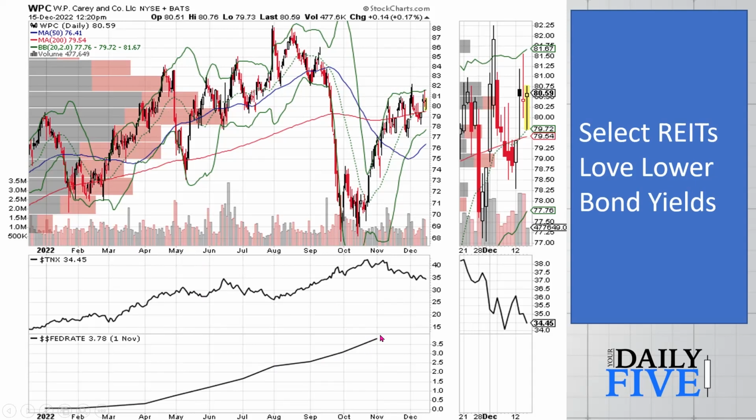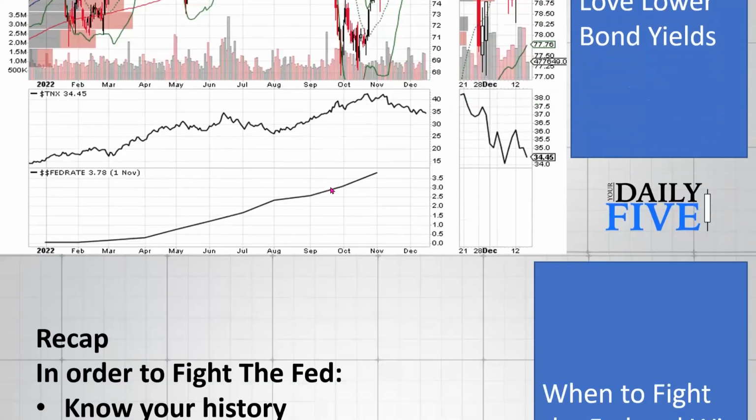But look here, at 4% on the Fed funds rate and above 4% on the 10-year note, the stock collapsed, just couldn't take any more. However, when bond yields rolled over, guess what? WP Carey started rallying again. So the message here is that select REITs love lower bond yields under certain conditions.